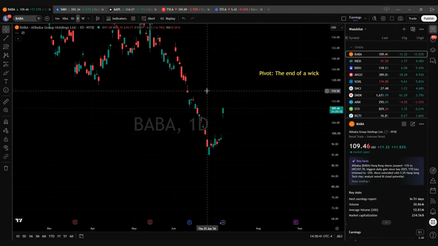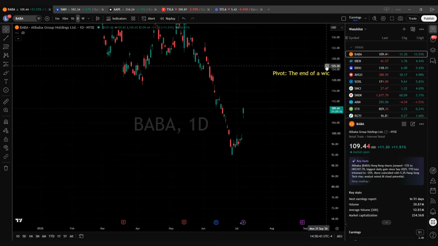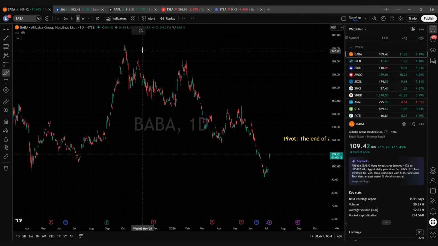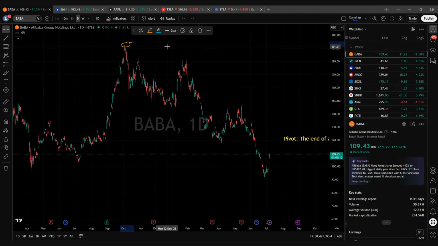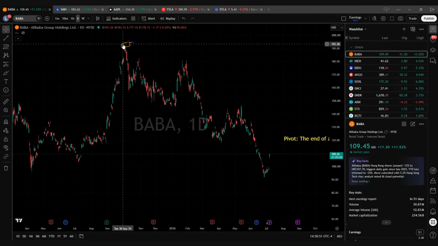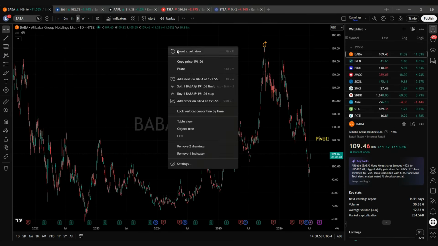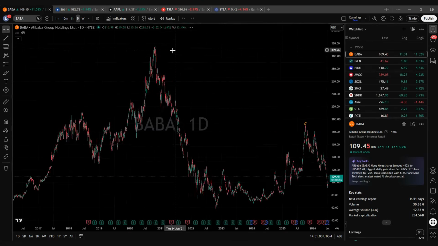Well, if I scroll out, there are different pivots. Like for example, this up here is a pivot high, and what does it coincide with? It's the highest point BABA in this case has gotten since the 30th of September 2025. Now Alibaba has gone higher previously.